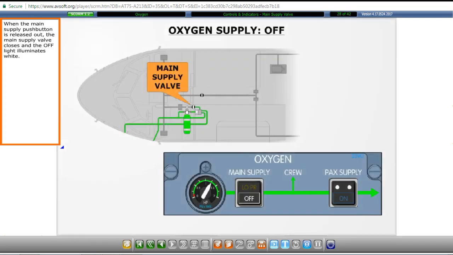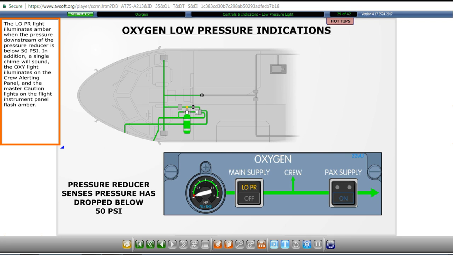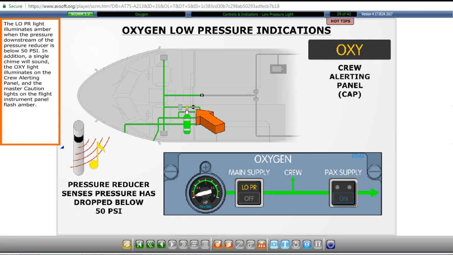When the main supply push button is released out, the main supply valve closes and the off light illuminates white. The low-pressure light illuminates amber when the pressure downstream of the pressure reducer is below 50 psi. In addition, a single chime will sound, the oxygen light illuminates on the crew alerting panel, and the master caution lights on the flight instrument panel flash amber.